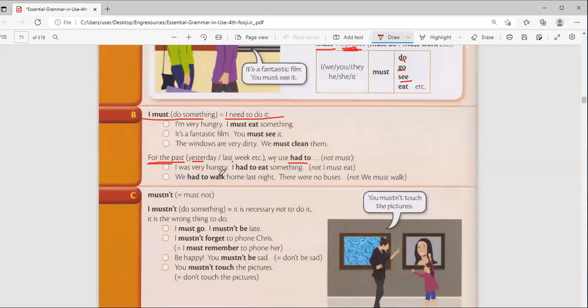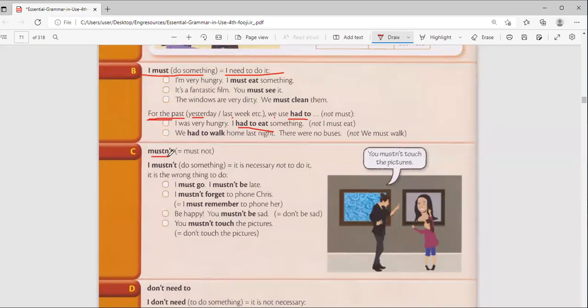I was very hungry. I had to eat something. We had to walk home last night. There were no buses. You know, you go to town and there are no buses. You say we had to walk. Yeah, we had to walk, because there were no buses, so we had to walk.